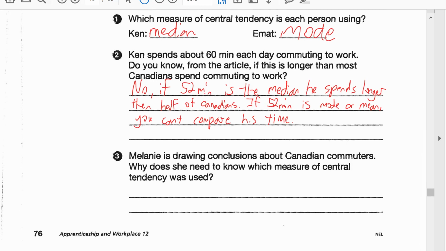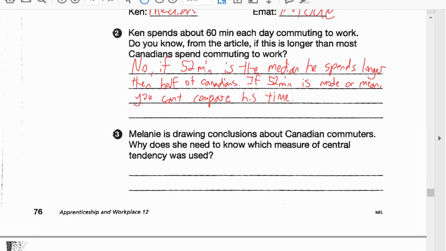Okay, so then in conclusion, we have Melanie drawing conclusions about the Canadian commuters. Why does she need to know which measure of central tendency was used? Knowing which gives you information about the rest of the data.